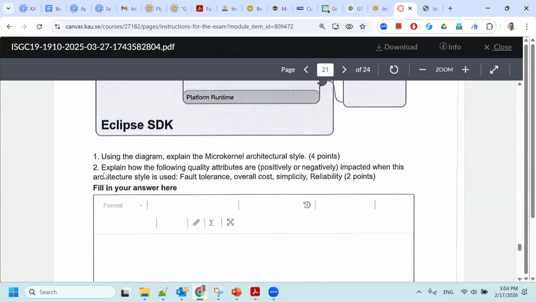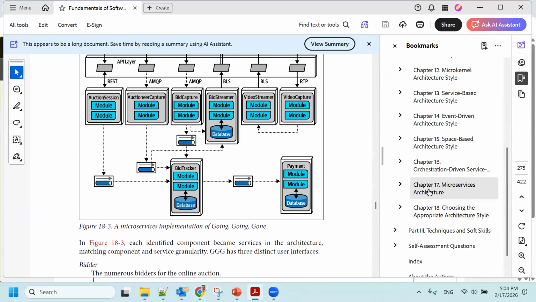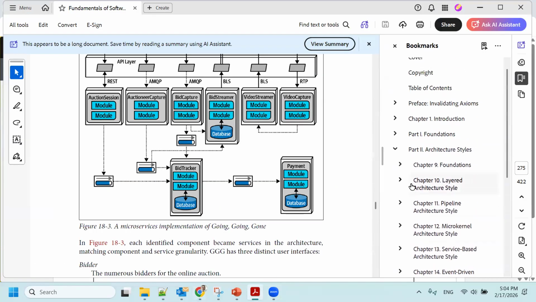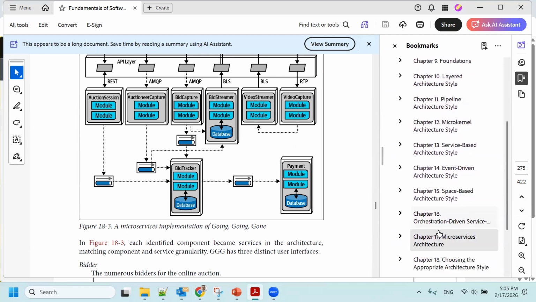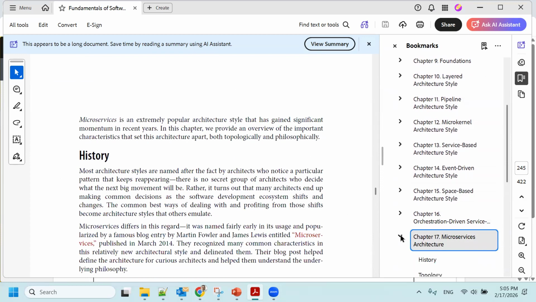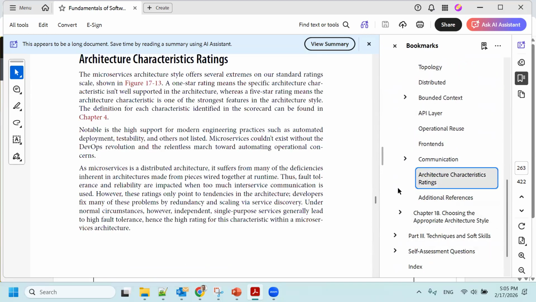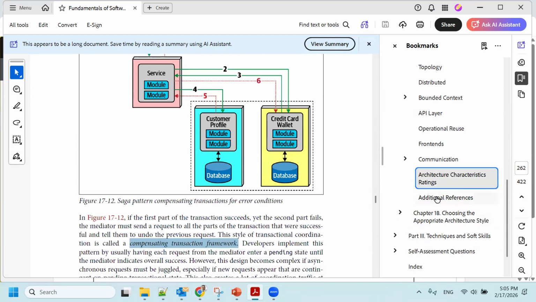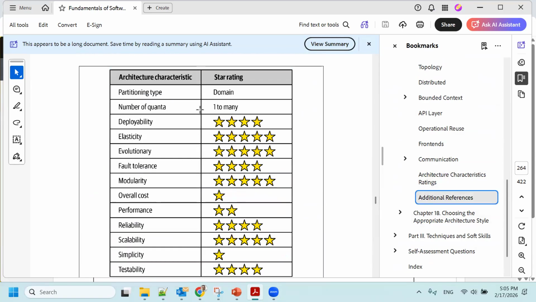Like, look at this one. Explain how the following quality attributes are positively or negatively impacted when this architectural style is used. Fault tolerance, overall cost. So that means we studied maybe 10 or 12 architectural styles. When you are preparing for those, read that page so that you remember what characteristics they offer. This is a page I would try to revise 2-3 times before coming to the exam.